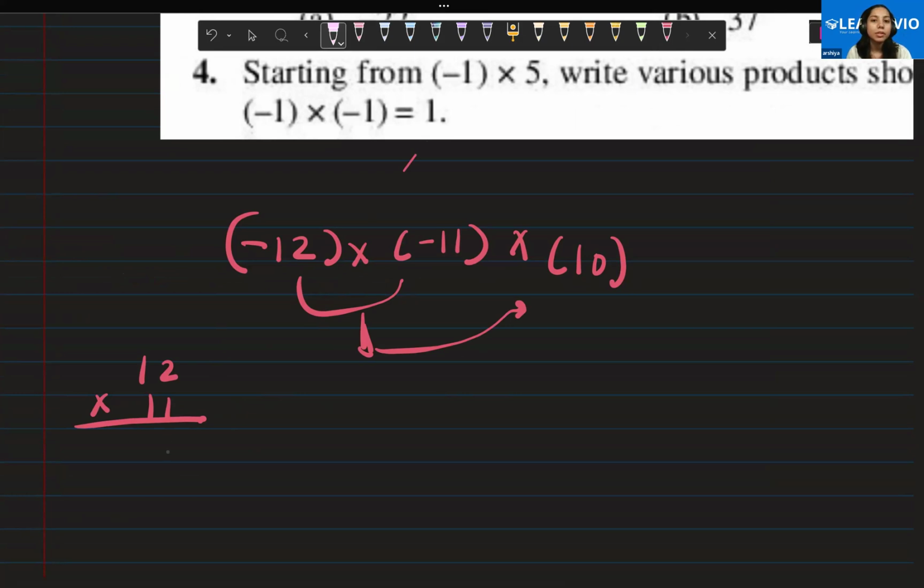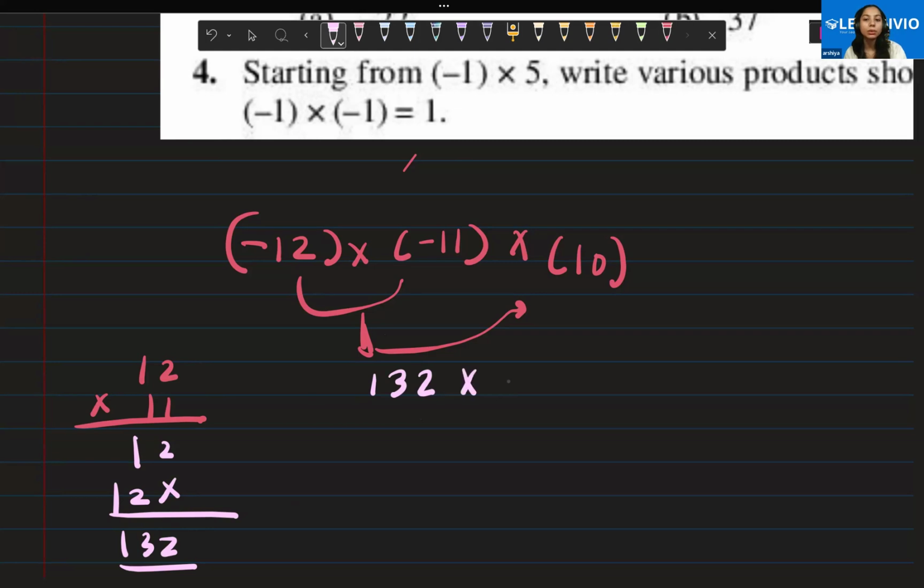132. Let me check. Two ones are two. Yes, correct, 132. Will the sign be positive or negative? Ma'am, it would be positive. Very good. Both of them are negative, so it will be positive. So 132 times 10 will be 1320. The sign will be positive because here both the numbers are positive.